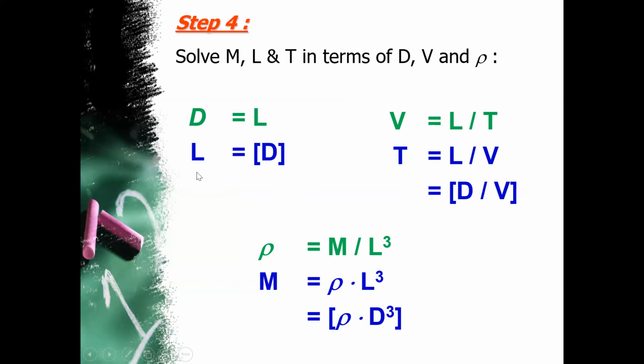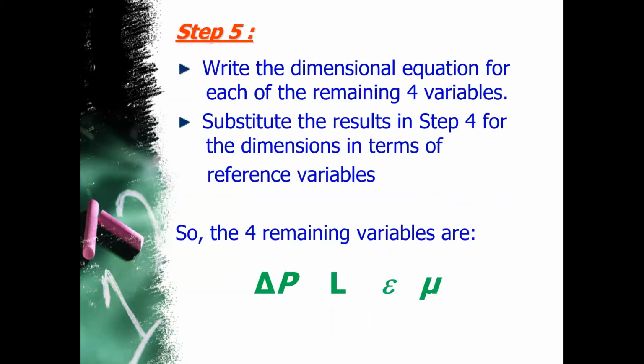So step 3, to identify the reference variable, right? And step 4, to actually put the fundamental dimension as the function, also dependent variable. Okay. And then step 5, write the dimensional equation for each of the remaining variables. All right, we have the remaining one.